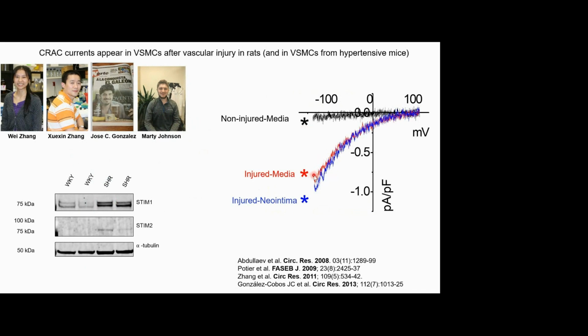You can see that the cells from the media as well as the intima have this typical ICRAC with a positive reversal potential, suggesting that this pathway is active. You cannot find these CRAC currents in the quiescent smooth muscle. There is some level of STIM expression, but there is essentially no CRAC to be measured. So it shows up here in the media and in the neointima, suggesting that it's an early mechanism to drive this smooth muscle de-differentiation, which is characterized by proliferation and migration.